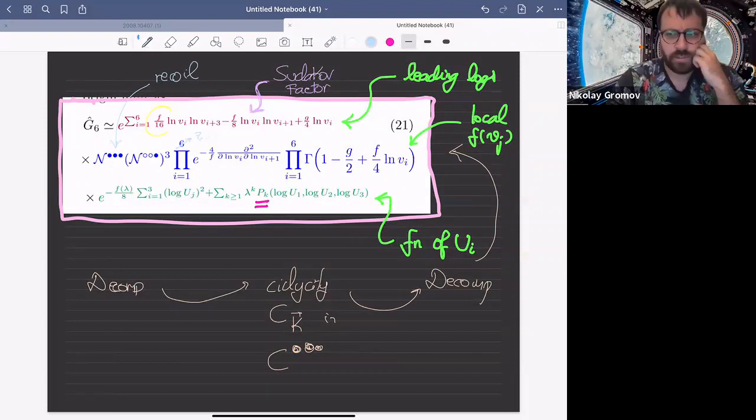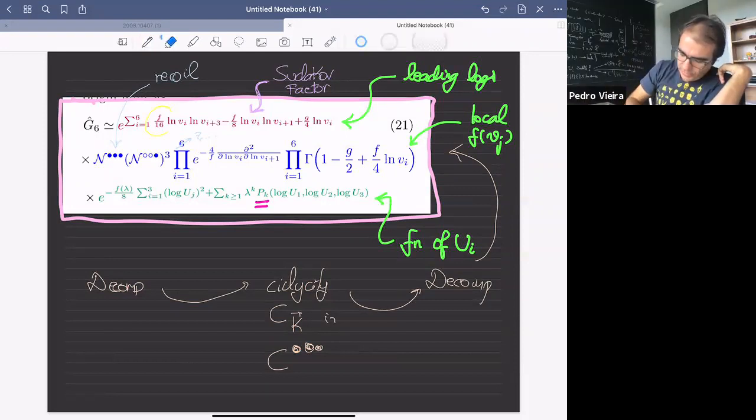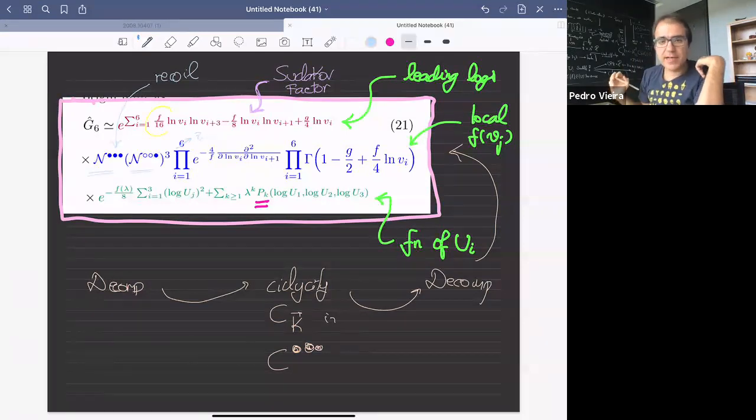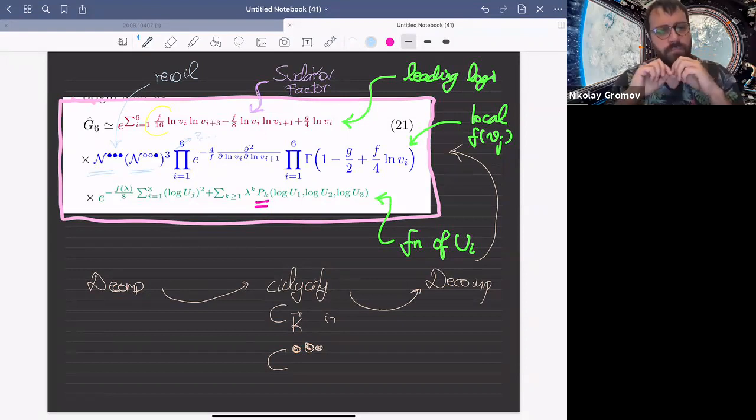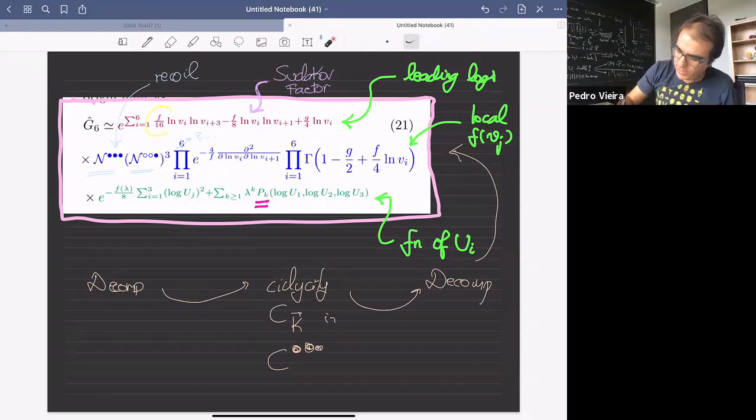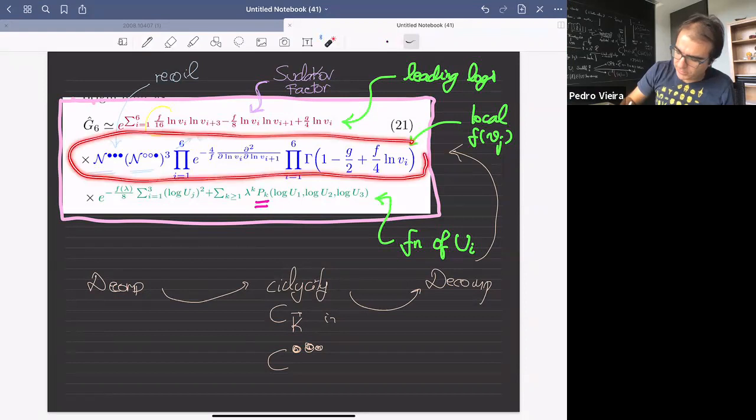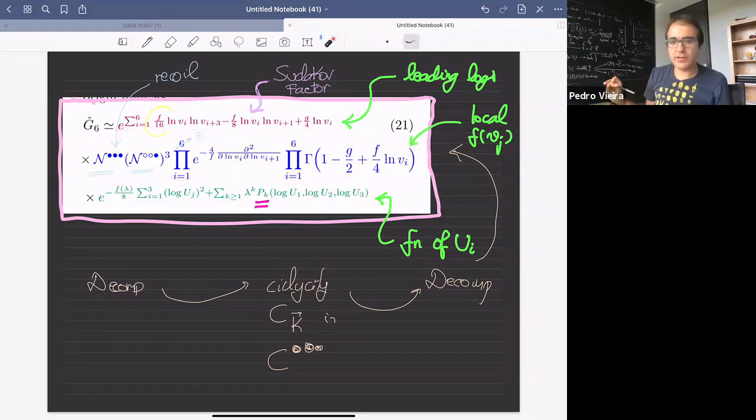Sorry, I had some sound problem. So what is the N for you? Sorry, by this line, I meant the full line. This N is the normalization of the 3-point functions. The 3-point functions are fixed up to an overall normalization. This is just a number. It's just an overall number. Okay, it's not important. What's important is the full line. The full line now is an interpretation of this recoil factor.